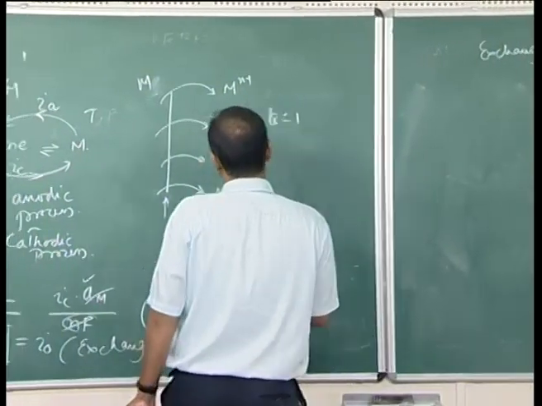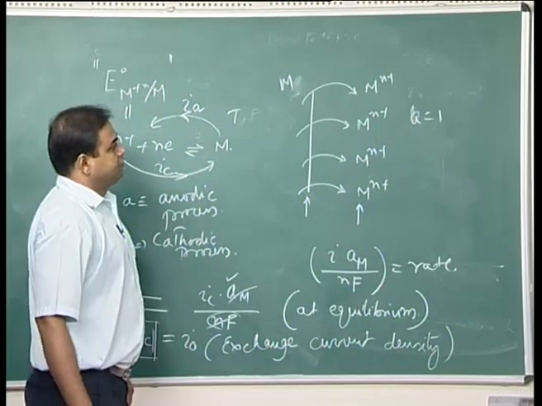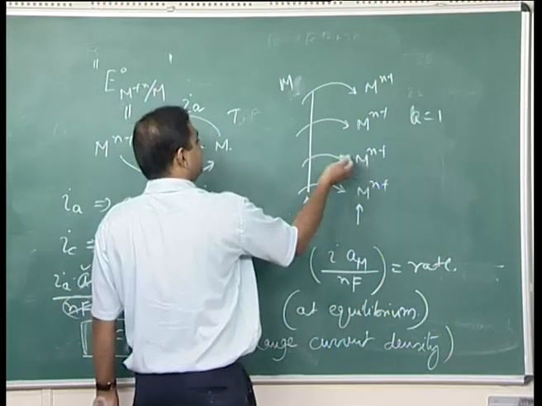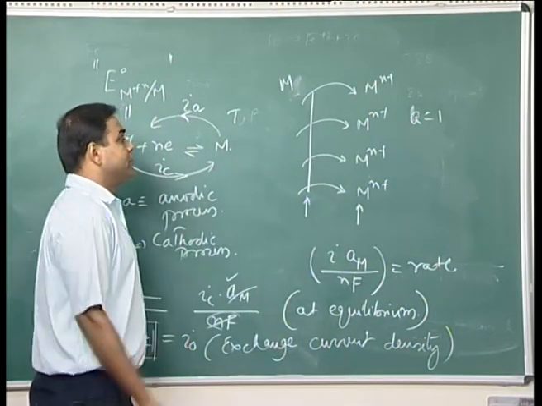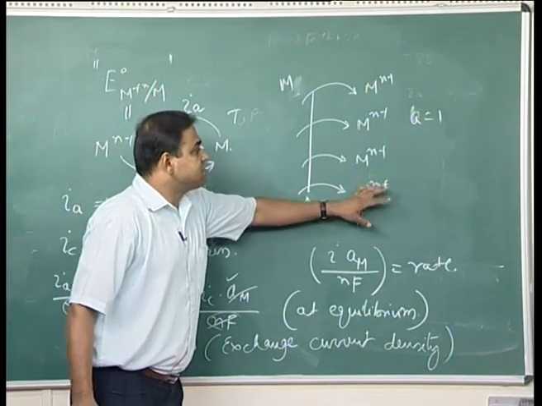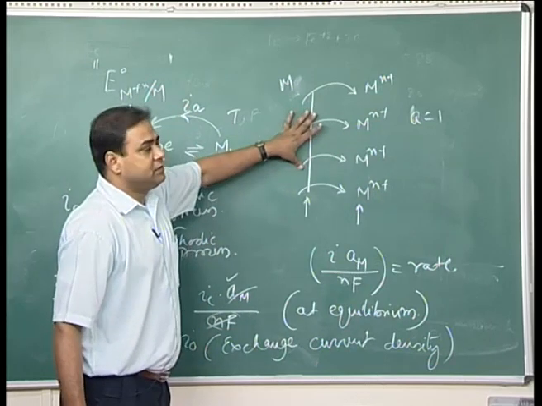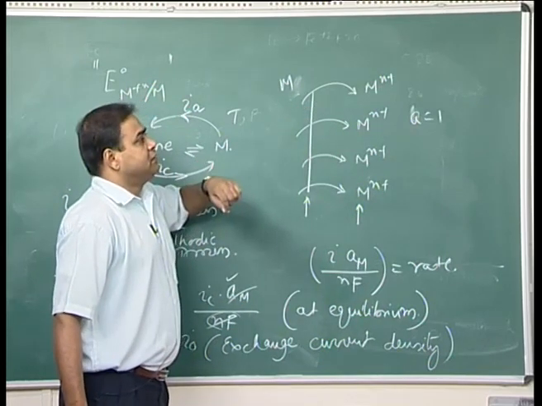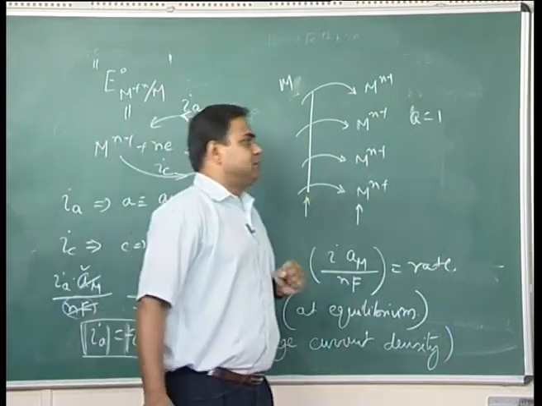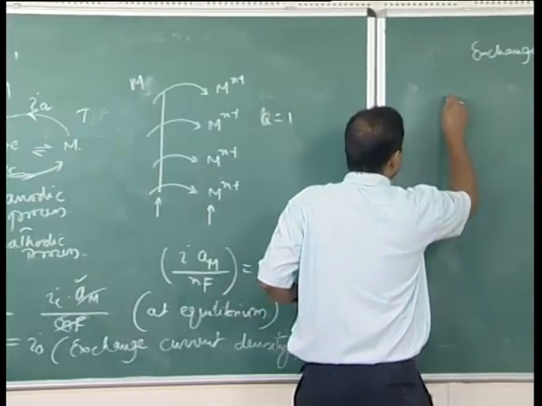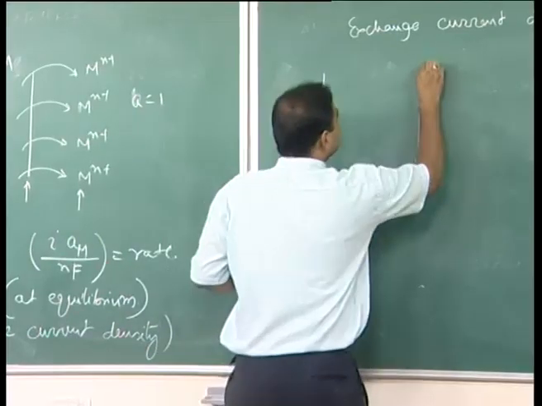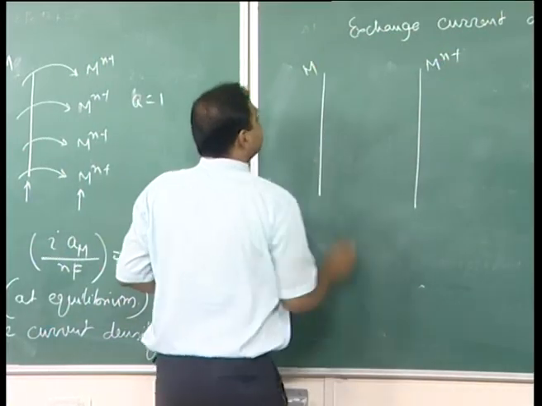Now, when you are considering this process, it is not happening in such a way that metal is immediately forming metal ion, or metal ion is immediately forming metal. In fact, when they are crossing from metal to metal ion or metal ion to metal, they are crossing an energy barrier.